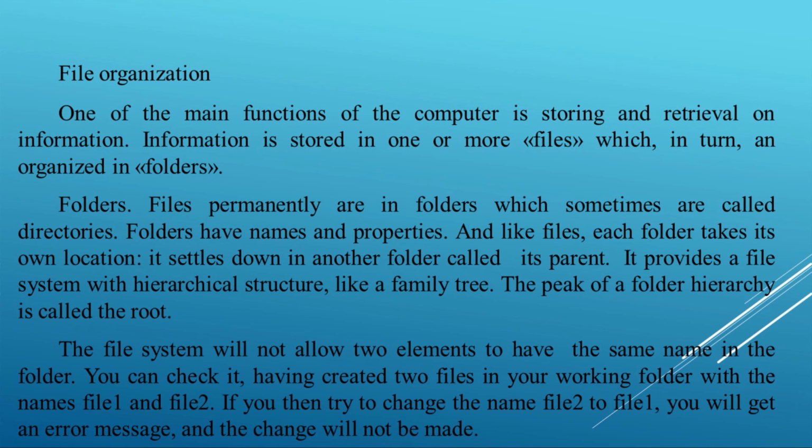It settles down in another folder called its parent. It provides a file system with a hierarchical structure like a family tree. The peak of a folder hierarchy is called the root. The file system will not allow two elements to have the same name in the folder. You can check it by creating two files in your working folder with the names file 1 and file 2. If you then try to change the name file 2 to file 1, you will get an error message and the change will not be made.